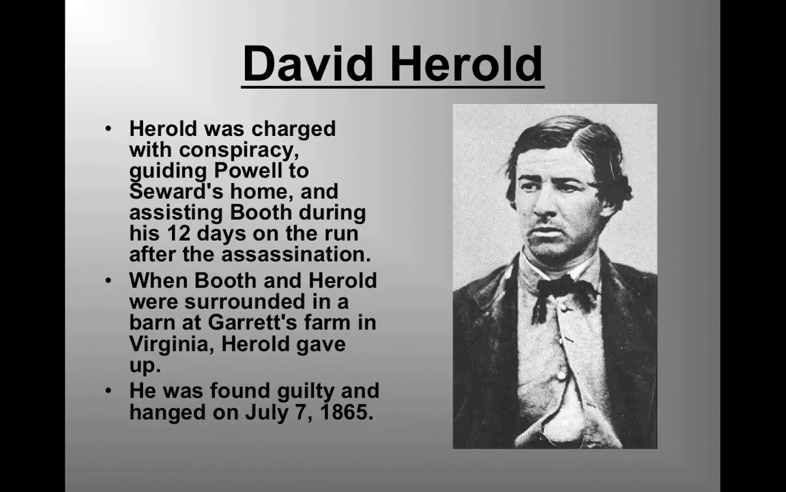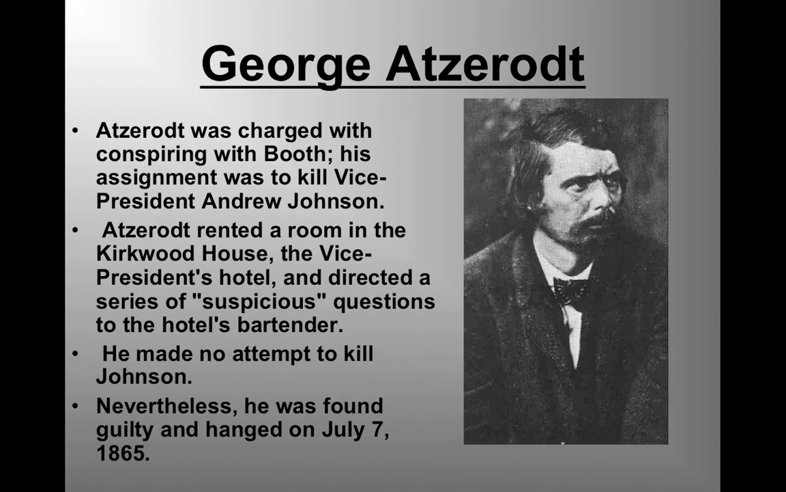David Harold, he was also charged with conspiracy, guiding Powell to Seward's home and assisting Booth during John Wilkes Booth's 12 days on the run after he shot Lincoln. When Booth and Harold were surrounded in a barn at Garrett's farm, Harold gave up. So this man was actually at Garrett's farm when John Wilkes Booth was killed. Harold steps out of the barn. He gives up, but he was obviously found guilty, and he was hung as well on July 7th, 1865.